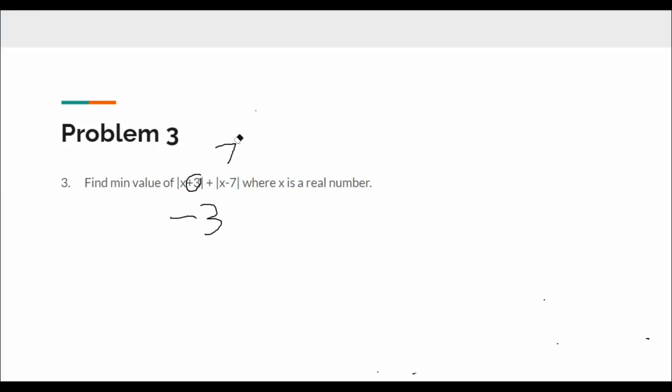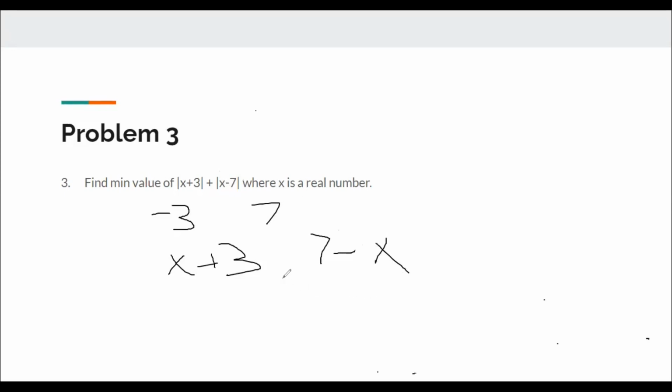So to fix that, what you do is you want to make it so that there's a middle ground essentially. So it's equally close for both of them. And for that to happen, you want it to be somewhere between -3 and 7. And that's where your number is going to be. So if it's between -3 and 7, then this expression stays x plus 3 because it's going to be positive. And since x is going to be less than 7, this expression is going to be negative. So it's going to be 7 minus x. So we're basically done. The answer is just 10.